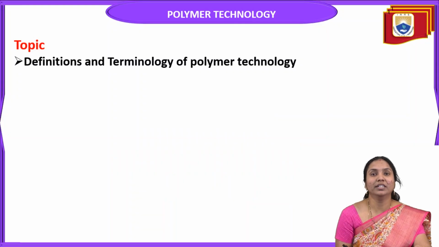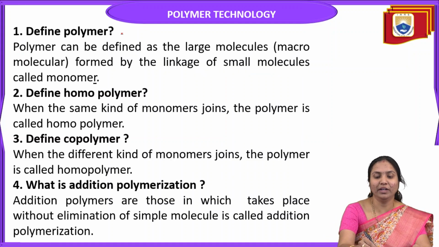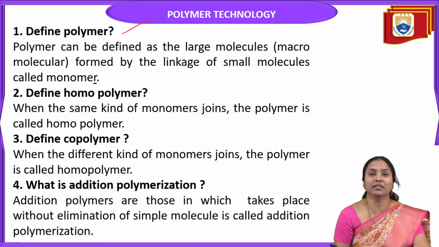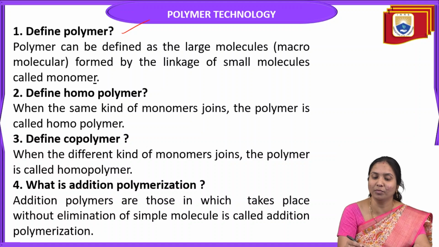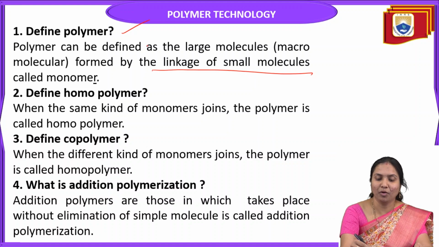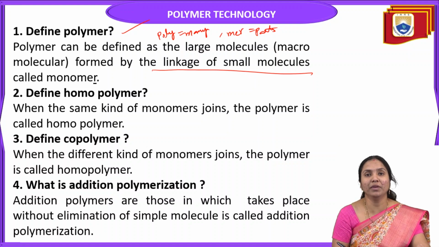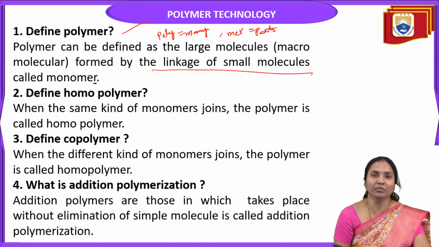Today we are going to discuss the definition and terminology of polymer technology. Define polymer. A polymer can be defined as large molecules, meaning macromolecules, formed by the linkage of small molecules called monomers. Poly, from the Greek, means many, mer means parts. So many parts combined to give polymer. It is a large molecular weight compound. That means a number of single monomer units combined to give polymer. So polymer is a high molecular weight compound.